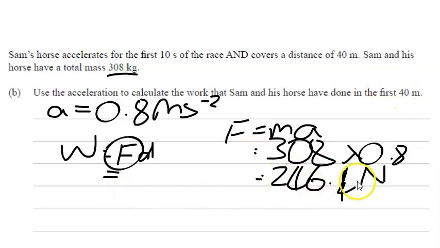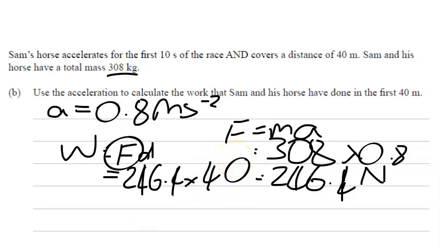So we just go 246.4 newtons times the distance, which is 40, and we get 9,856 joules.